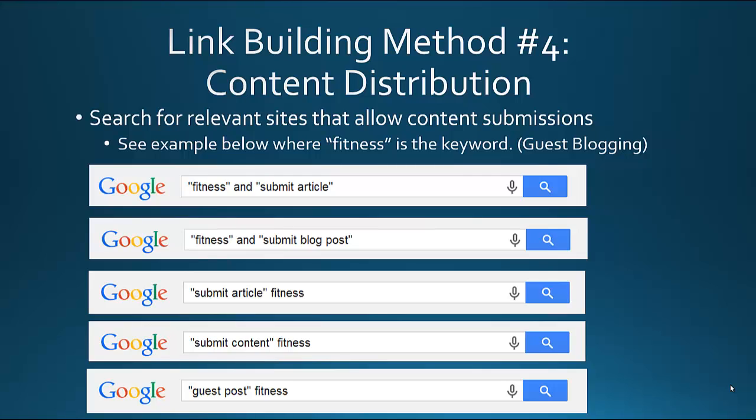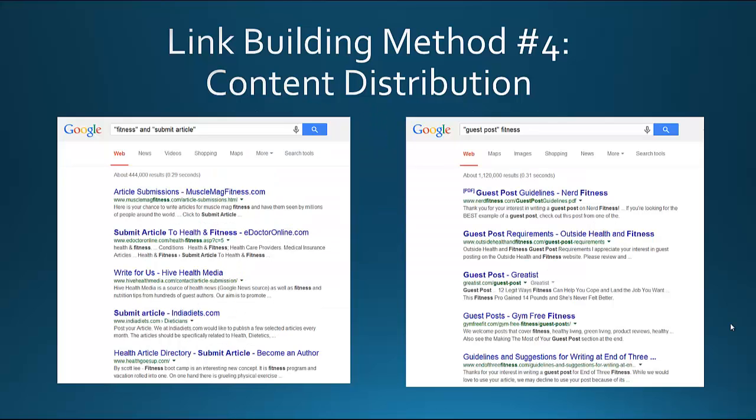Submit article fitness. Submit content fitness. Guest post fitness. So you can try it with quotes, without quotes on the keyword, and also using quotes most of the time when you're going after the phrases submit content, guest post, submit article. So an additional way to get content distribution, notice if you do the phrase fitness and submit article, it's going to pull up 444,000 results that are actually using the phrase fitness and submit article. And then you need to kind of weed through and see which ones would be good, which ones wouldn't be best for you, those types of things.